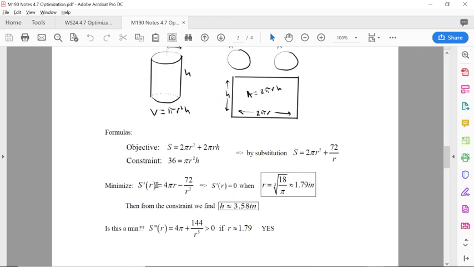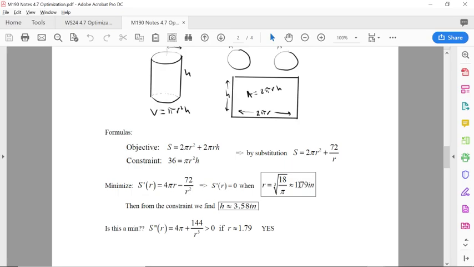Okay, but let's check and see what the derivatives tell us. Now, we have the first derivative right here. Set it equal to 0. Solve the resulting rational equation for r. And I get this quantity for r, the cube root of 18 over pi. Verify that is so.